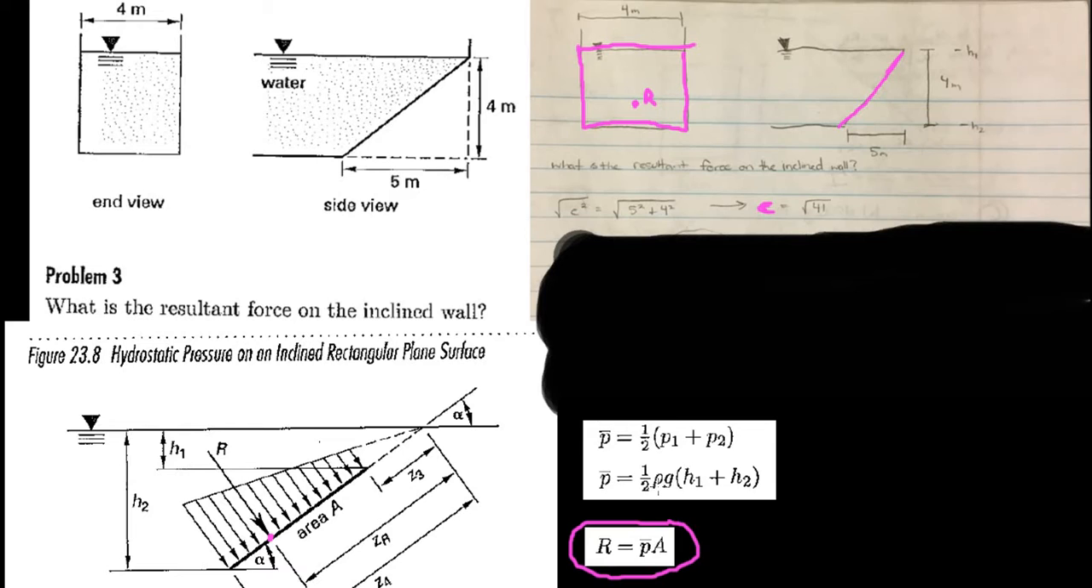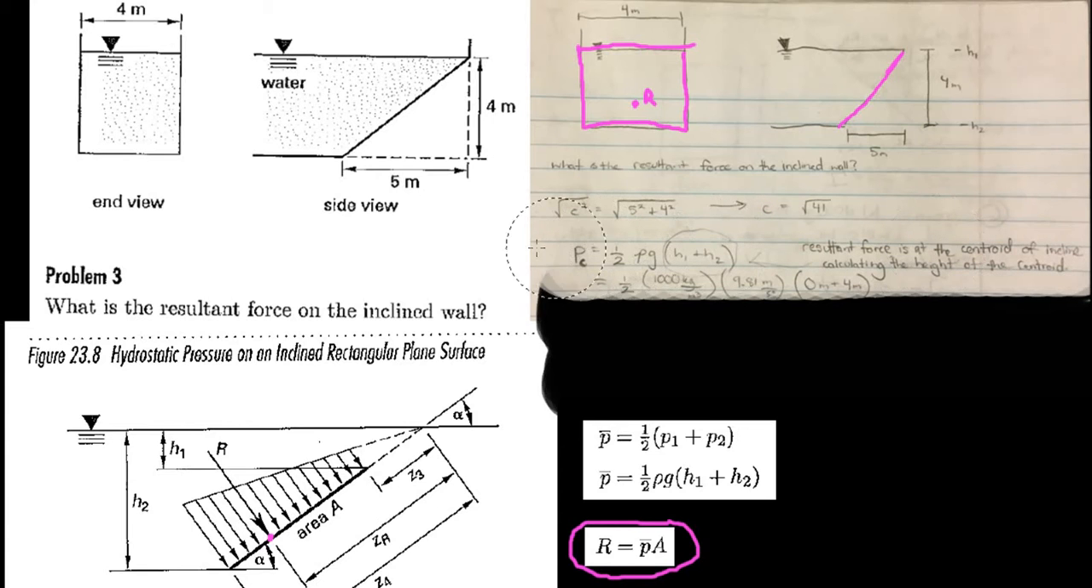So once we have that, now we find the average pressure through this formula right here, and that's exactly what I did. So average pressure is 1/2 rho g (h1 plus h2). h1 is at the 0 location if we denote sea level as 0, so h1 will be 0. And then h2 is 4 meters from the 0 location, so h2 equals 4.